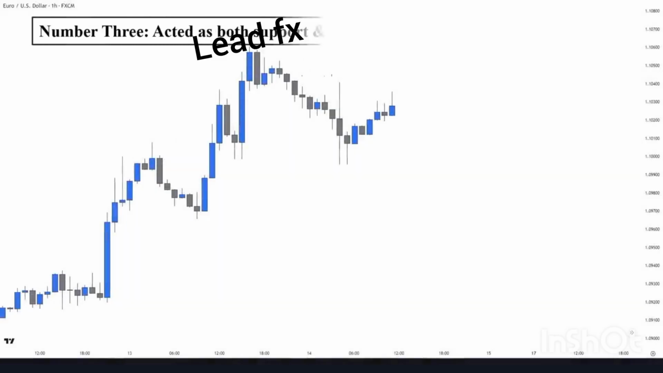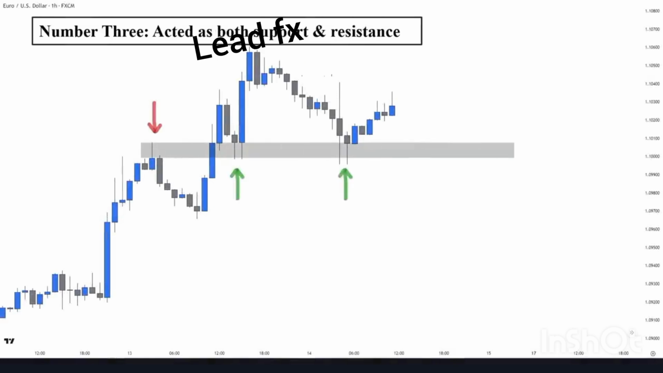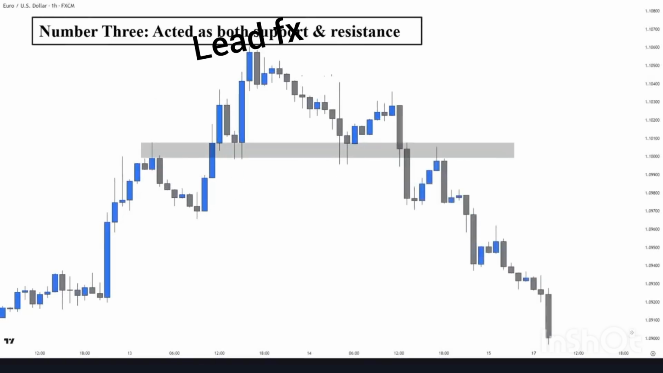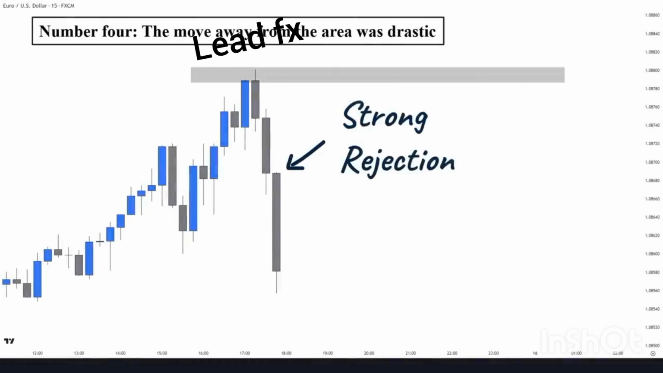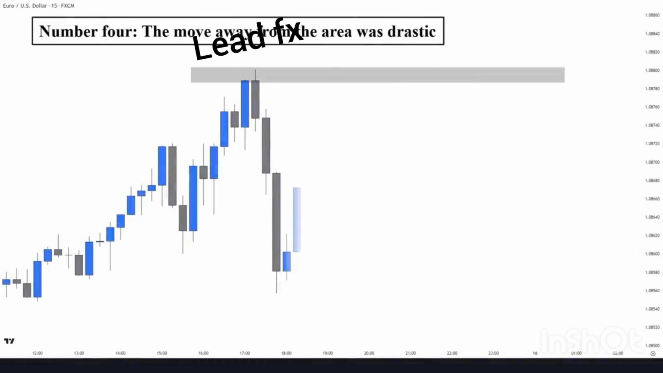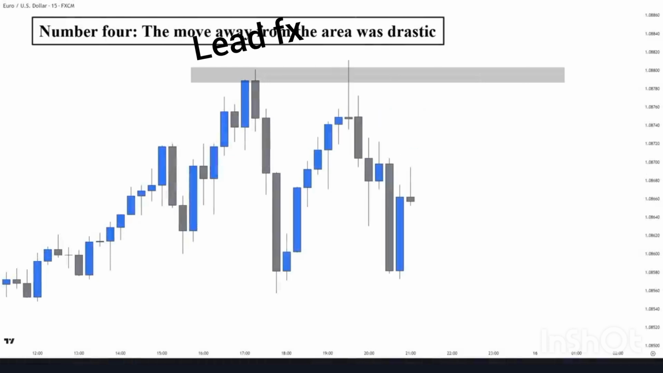Number 3. Acted as both support and resistance. If a level of market structure has acted as both support and resistance previously, it increases the probability for the price to reject this level again. Number 4. The move away from the area was drastic, meaning not a tiny reaction but a true reversal. The deeper the return from a level, the more important that level is.